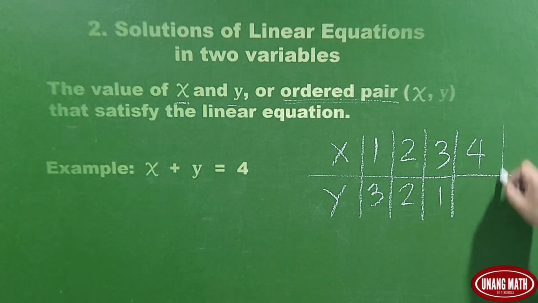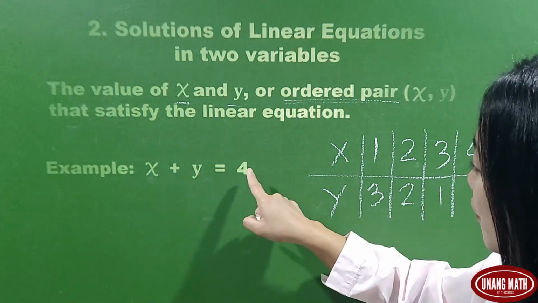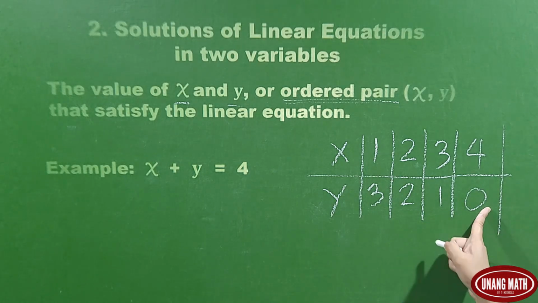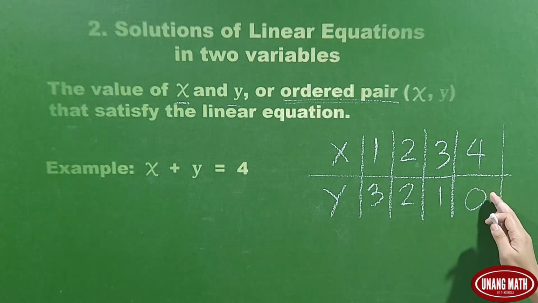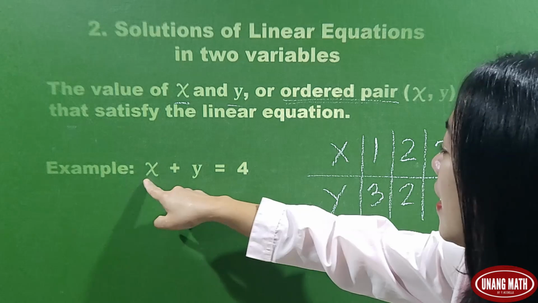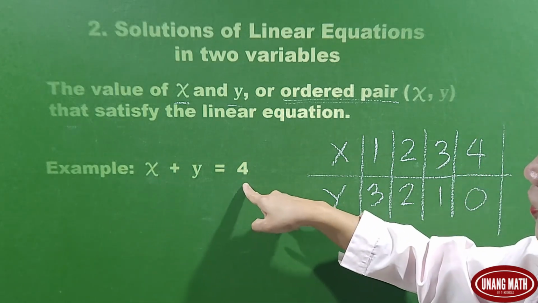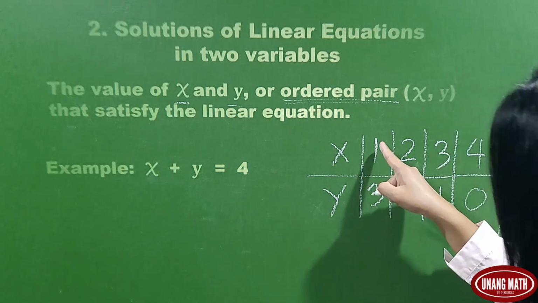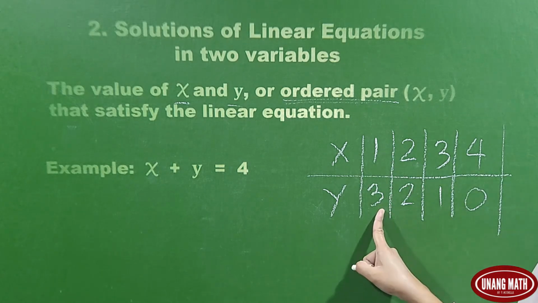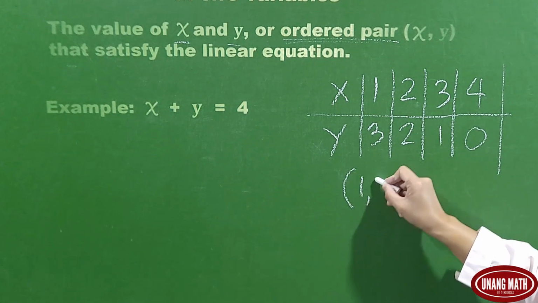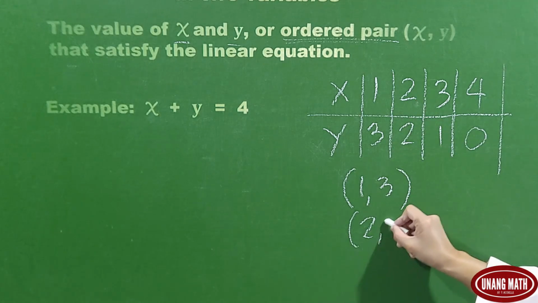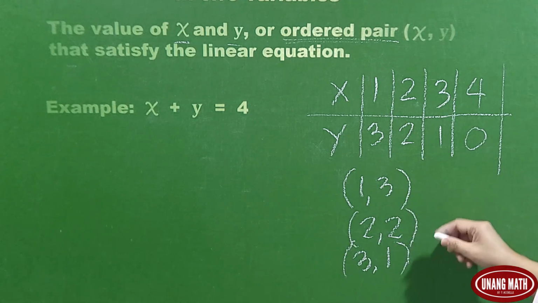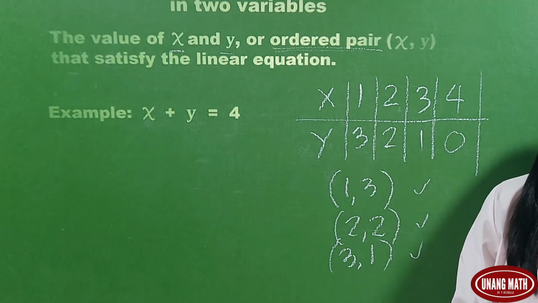What about if x is 4? If x is 4, then 4 minus 4 is 0, so y is 0. Take note, 0 is not a natural number. So the solutions to this linear equation in two variables that are natural numbers are the ordered pairs 1 and 3, next 2 and 2, and we also have 3 and 1. So we have 3 ordered pairs.